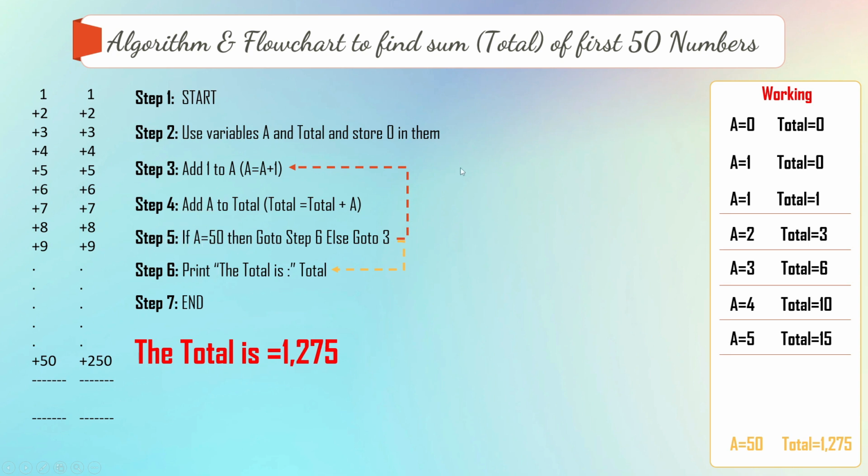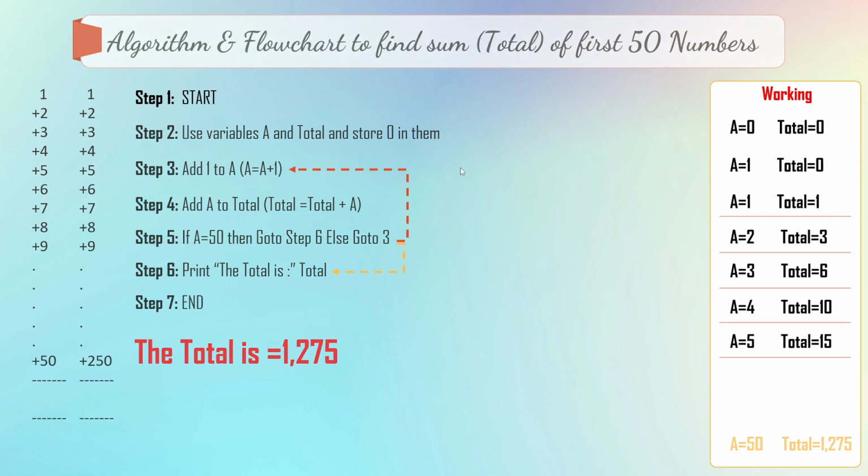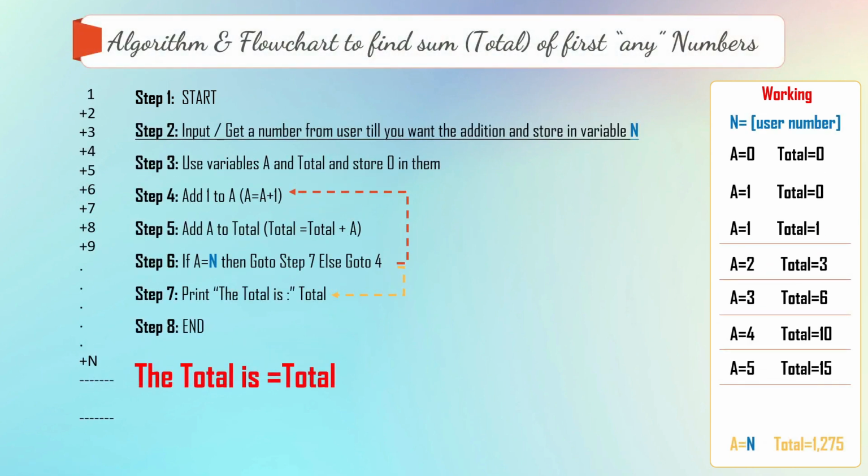So we will modify this algorithm to something else, and in that we will add another variable n and ask the user to enter the value till what he wants the addition and store that in n. So if the user wants the addition of the first 20 numbers, 30 numbers, 40 numbers, he will enter that number here. So how will the program run? First it will accept the number.